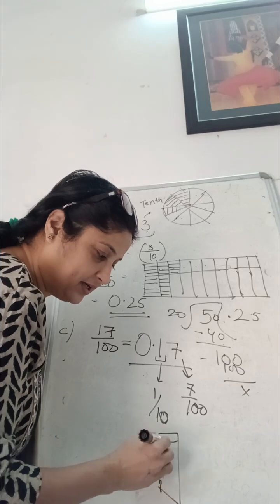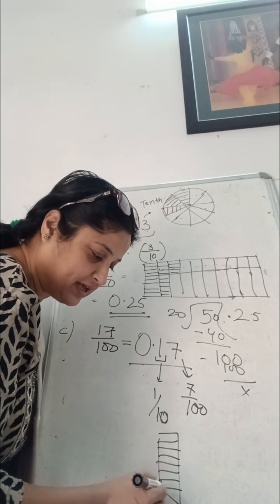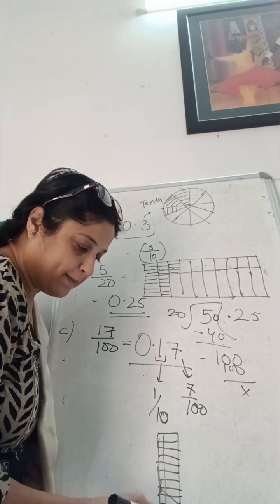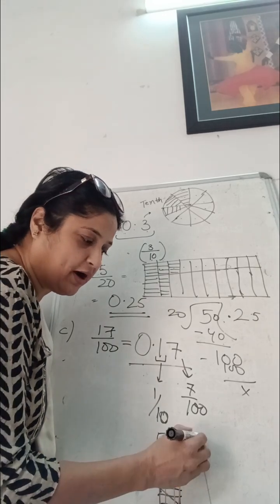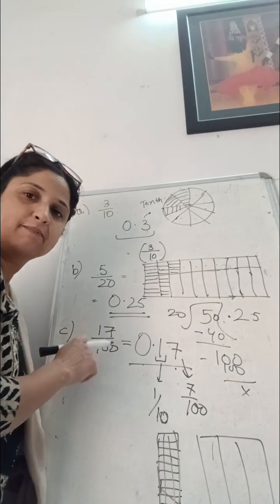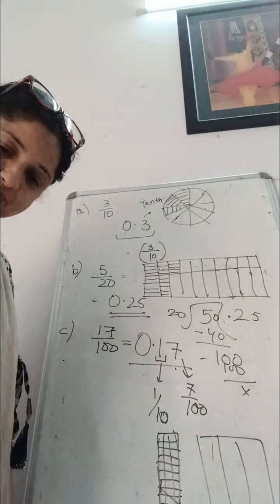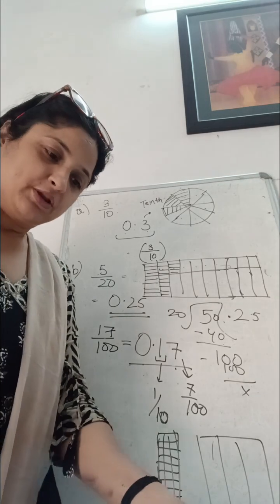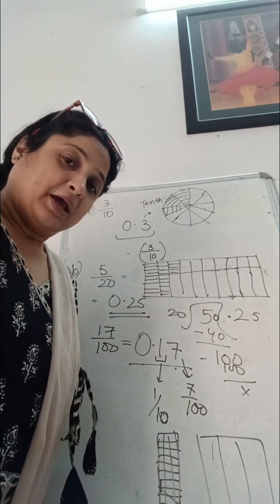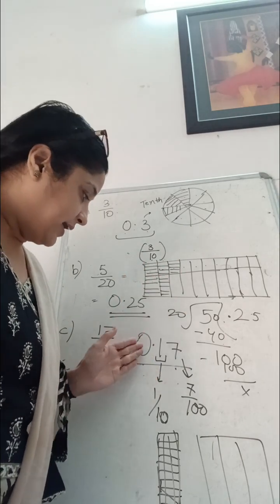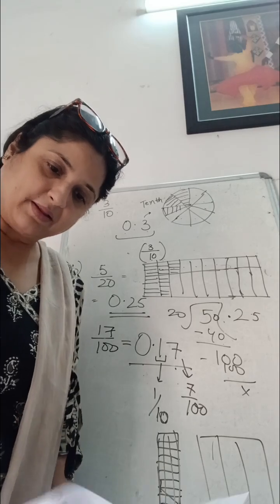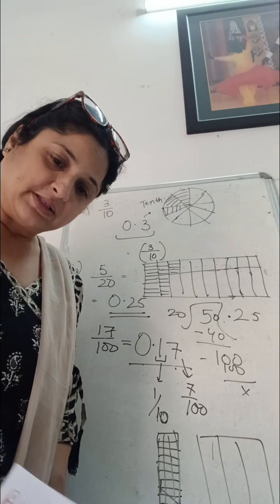Suppose that this is containing 1, 2, 3, 4, 5, 6, 7, 8, 9 and 10. Okay, so all these 10 parts will be taken, and out of 100 we are only selecting 7 parts. So this will be showing 17 by 100 is equal to 0.17. Okay, so this is the basics of how we represent the fractions, in the form of tens, in the form of hundreds, in the form of thousands, कैसे represent करते हैं. And maybe in the next class I'm also going to give you some other questions.